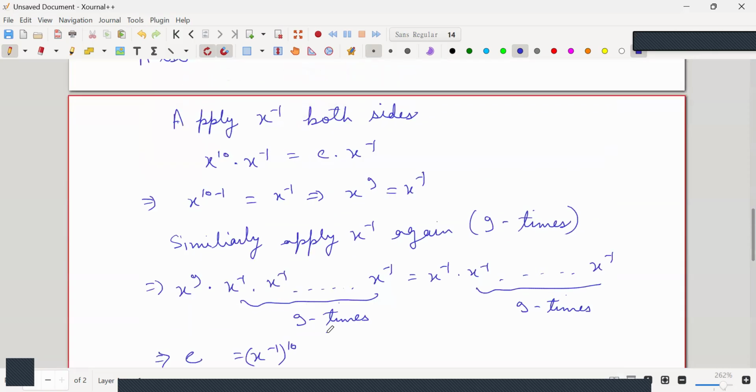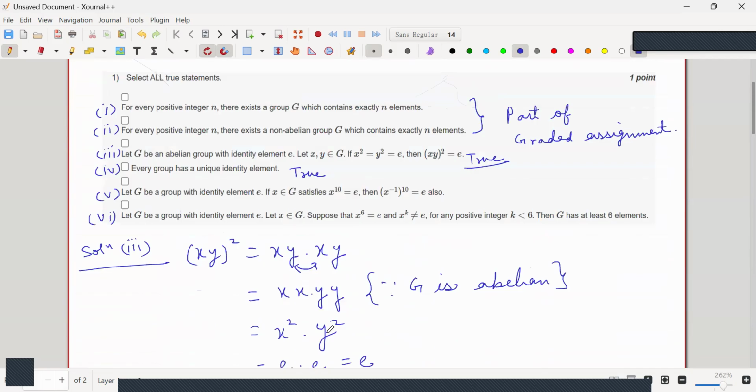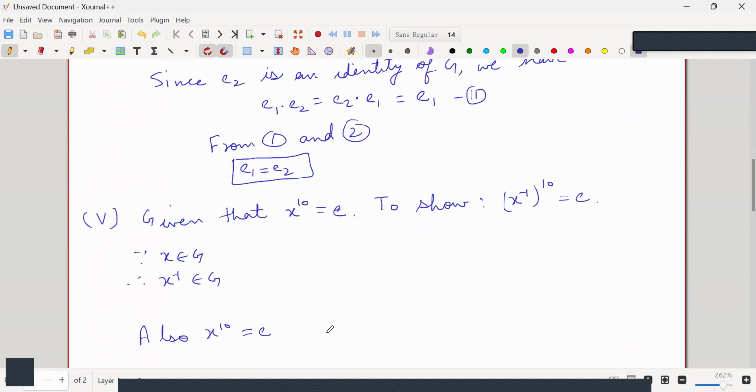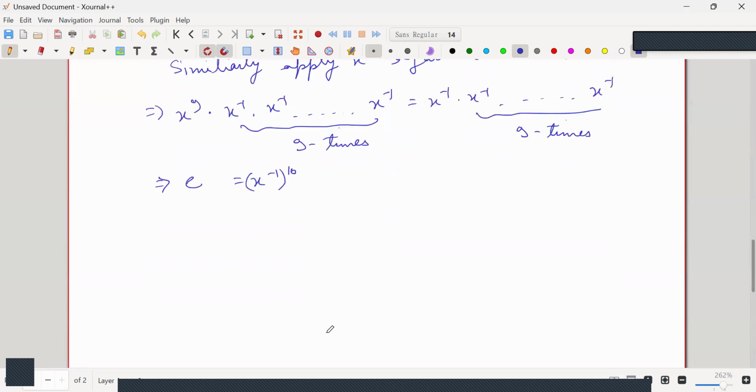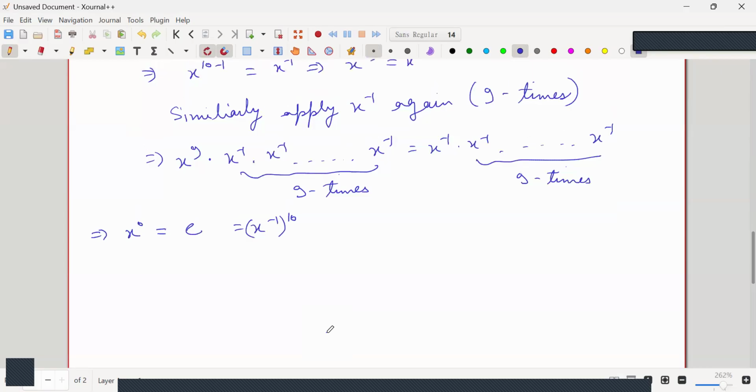This is what we are supposed to show, that x inverse raised to 10 is also identity. This part is clear, right? Because we will be subtracting this -1 9 times. So this will be x raised to 0. I can just write here that this is x raised to 0, which is nothing but identity. And hence you get x inverse raised to 10 is identity. Okay.